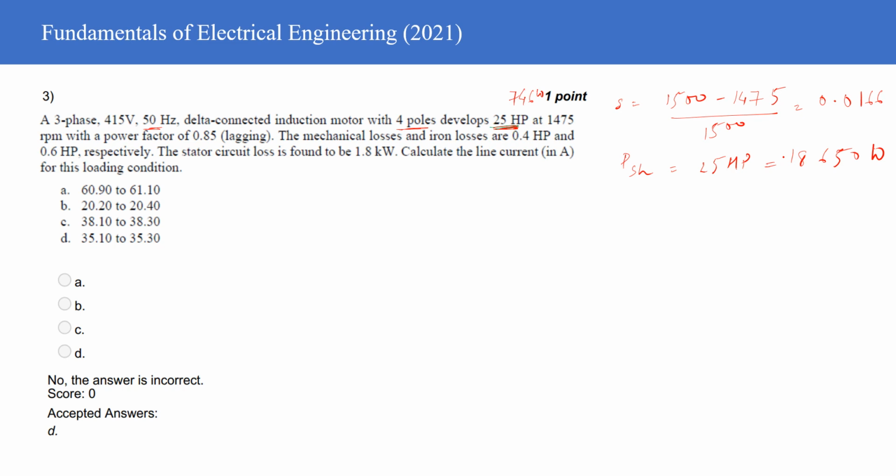And the power factor is given to you, so we will take this information. The mechanical losses and the iron losses are 0.4 HP and 0.6 HP, so the total mechanical plus iron loss is given to you as 1 HP, or 746 watt. Now the stator circuit loss is given to you as 1800 watt. So I've just written down what is given to you in the question. I have not done any calculation now.